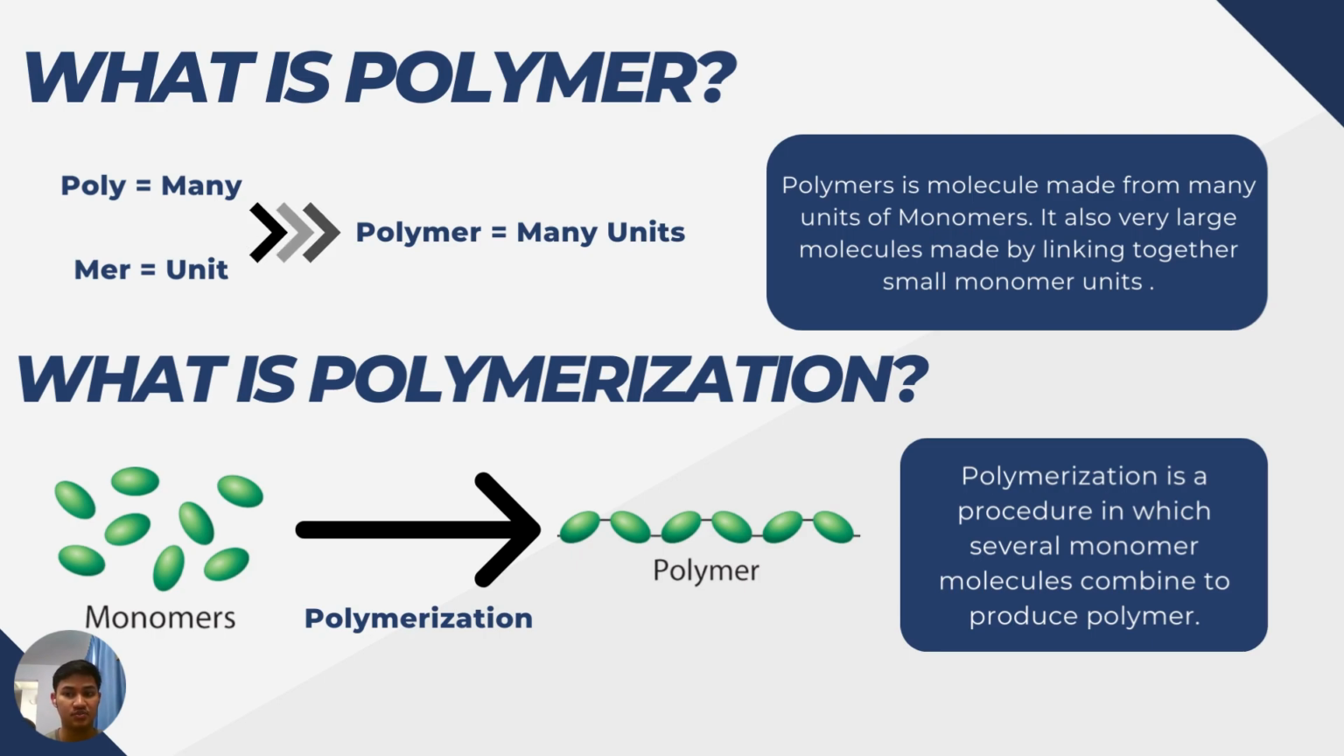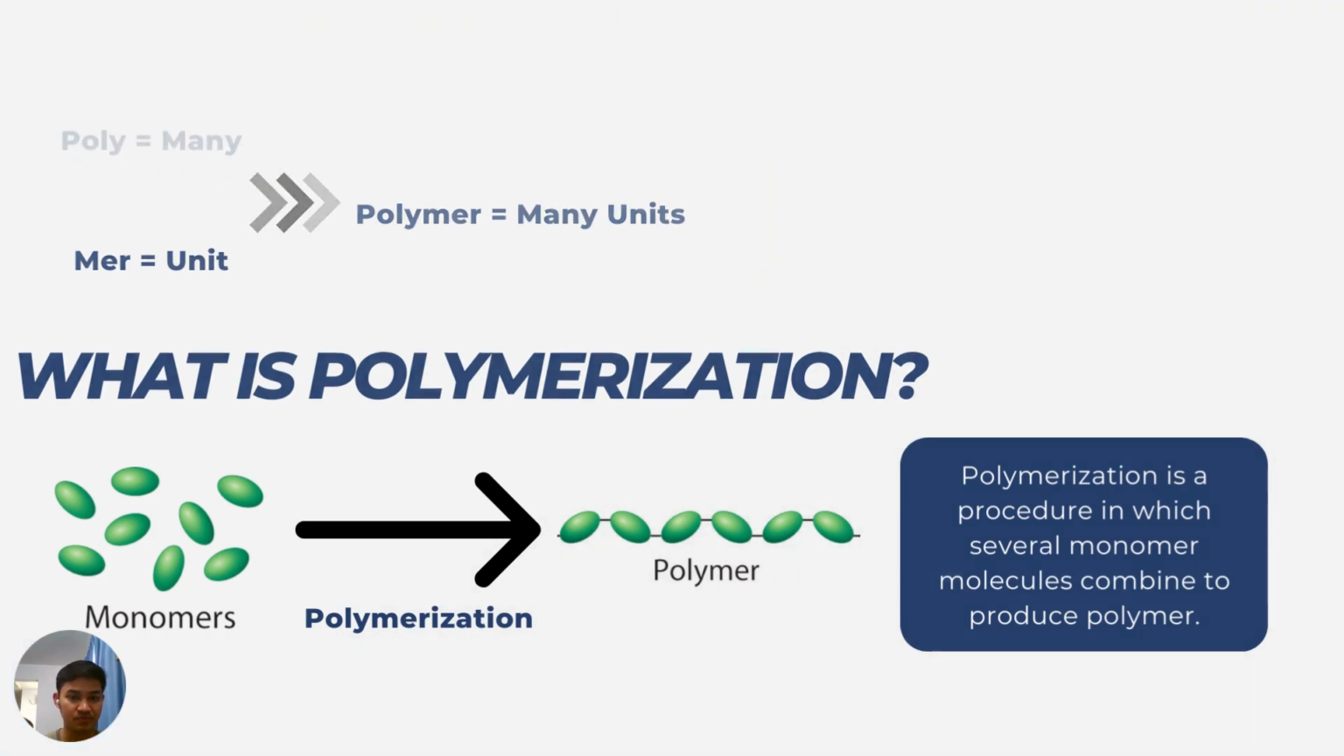A monomer is just a small organic molecule. A monomer can react with other molecules to form a very large molecule, or polymer. This is called polymerization. Polymerization is a process in which several monomer molecules combine to produce a polymer. Through this process, a large number of monomer molecules react together to form a polymer.